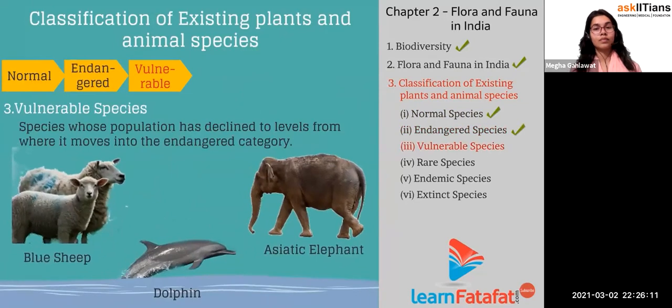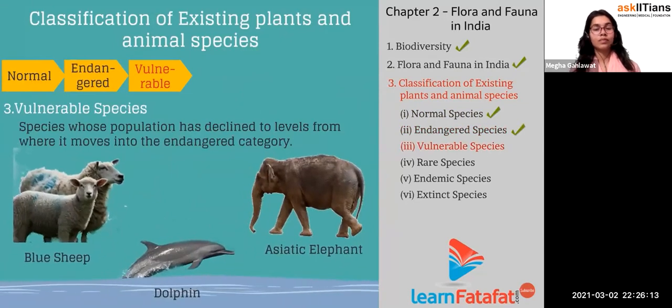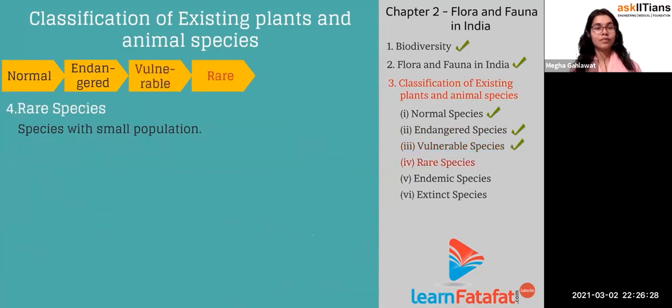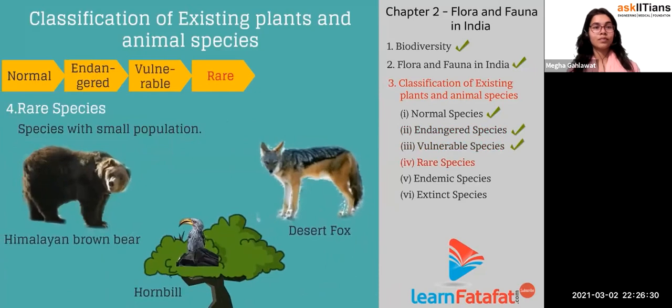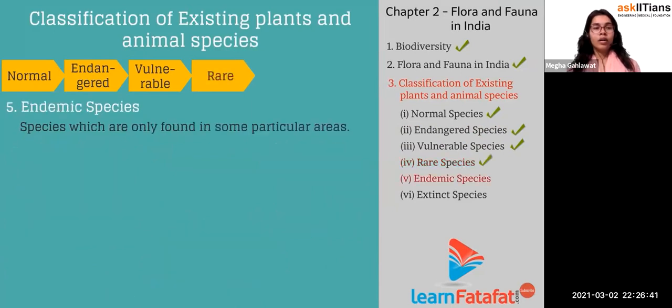Vulnerable species are those whose population has declined to levels from where it moves into the endangered category. Examples are blue sheep, Asiatic elephant, and dolphin. Rare species are those which have small population. Examples are Himalayan brown bear, desert fox, and hornbill.